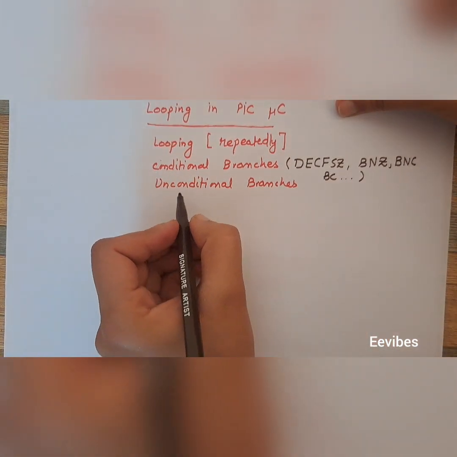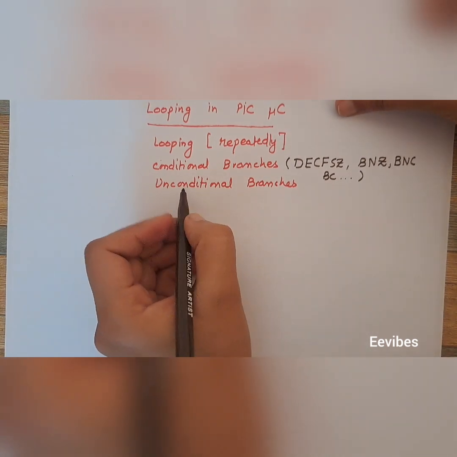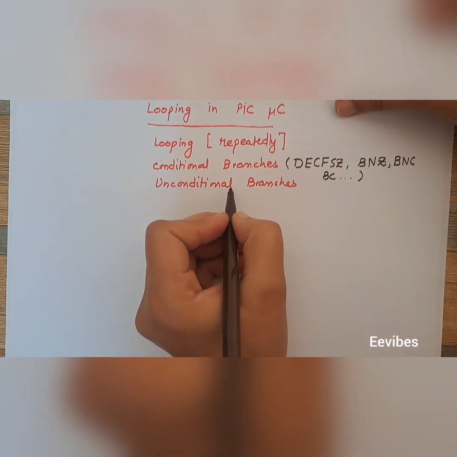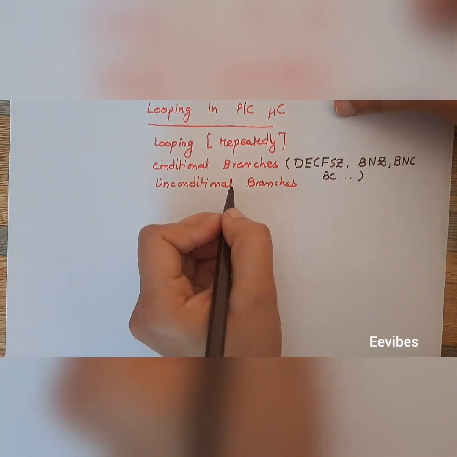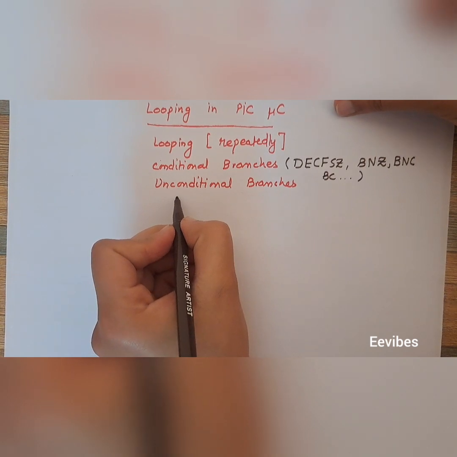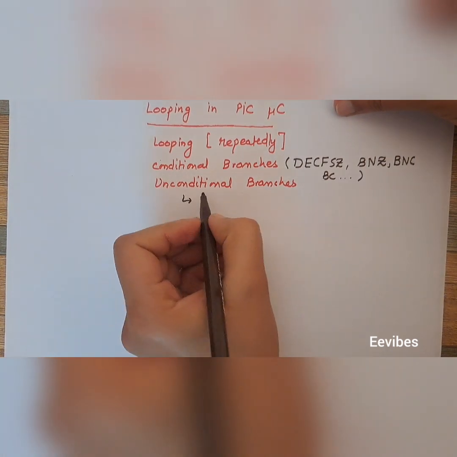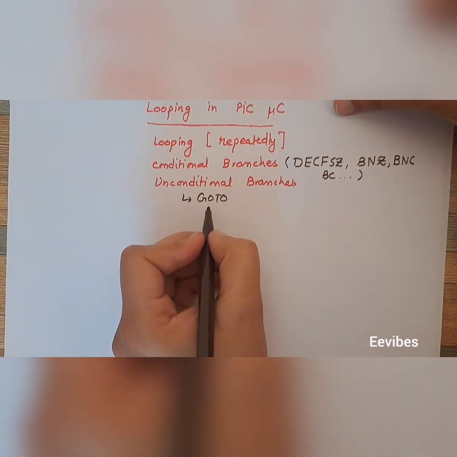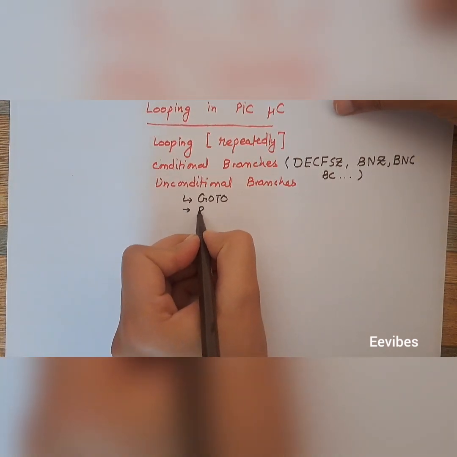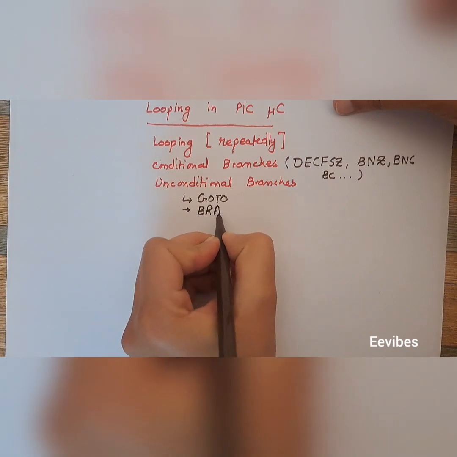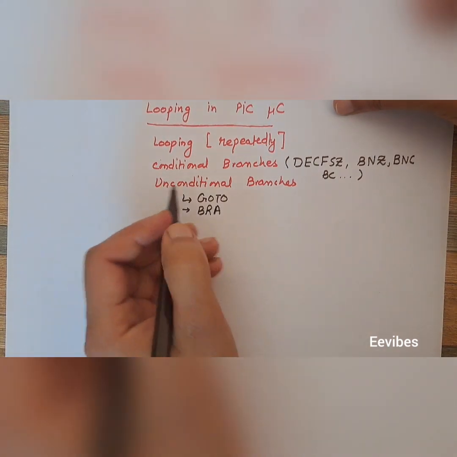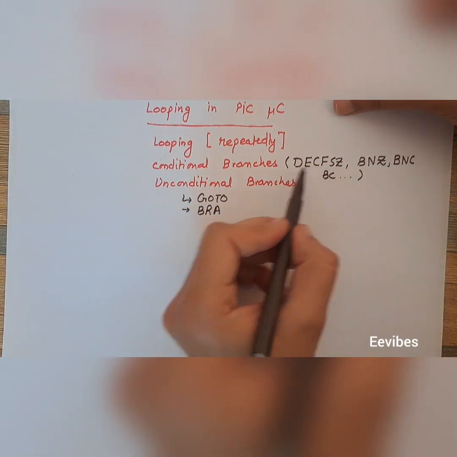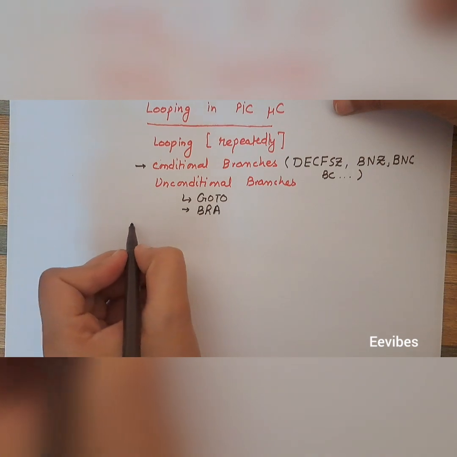While in case of the unconditional branches, we do not have to check any particular condition, and we can just transfer the control without checking the condition. This involves two instructions: the goto instruction, which is most frequently used, and the other one is the branch instruction, whose mnemonic is BRA. Okay, so now let's see how we can perform the looping using the conditional branches first.